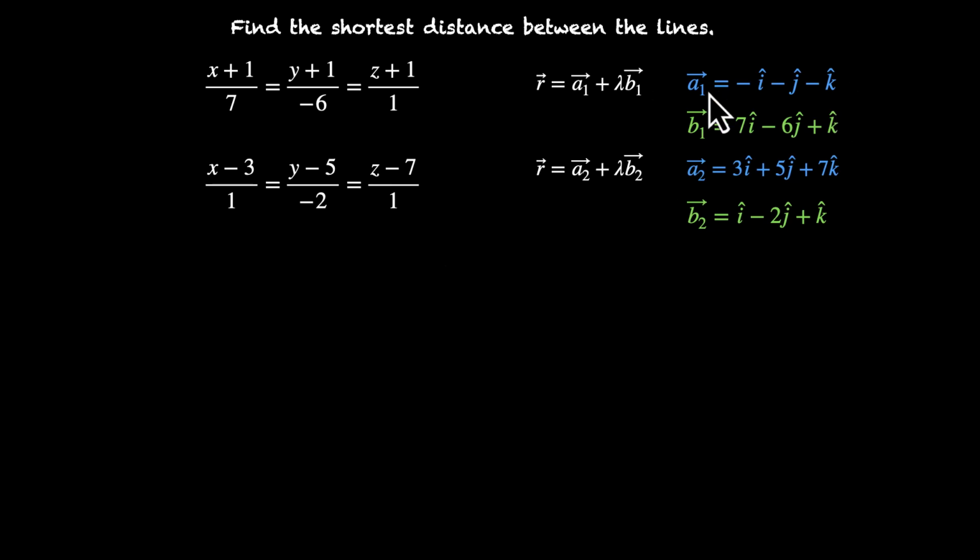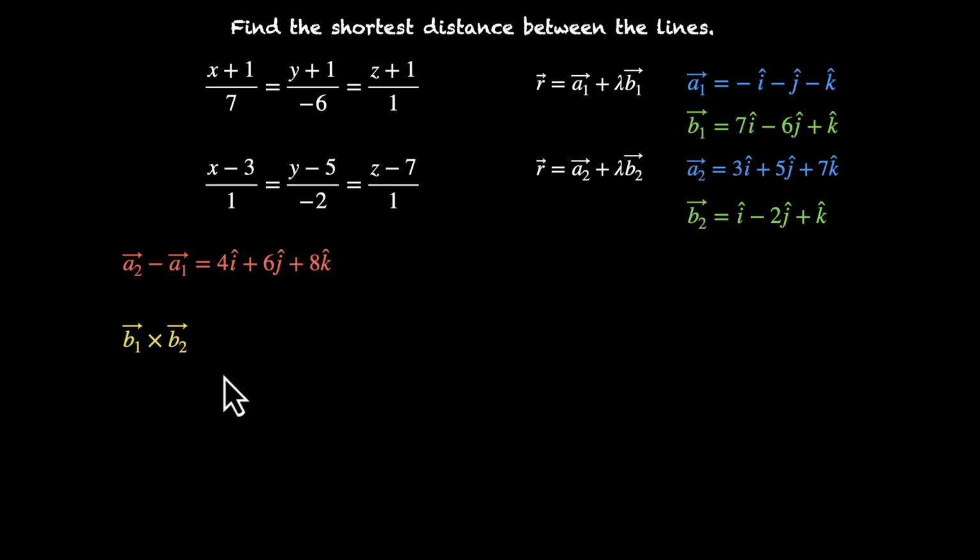So now that we have A1, A2, B1 and B2, we can start working with these values to get the shortest distance. Let's find the difference. A2 vector minus A1 vector, that's equal to 4 I cap plus 6 j cap plus 8 k cap. Now let's take the cross product.